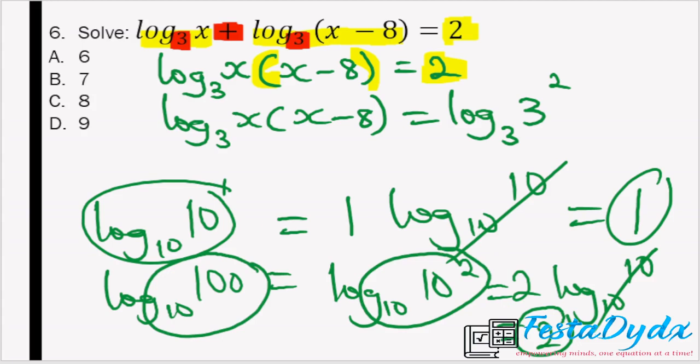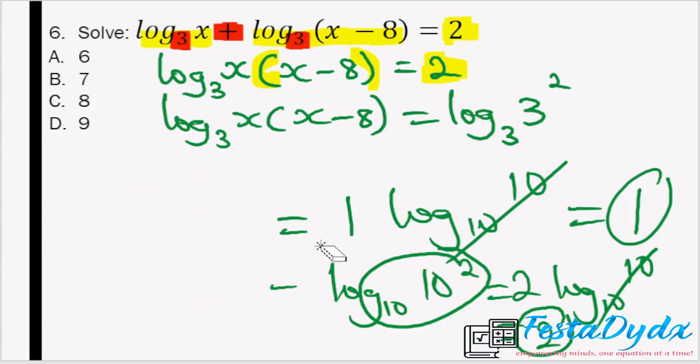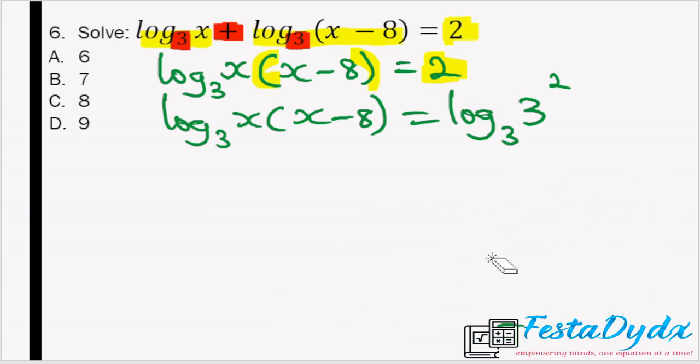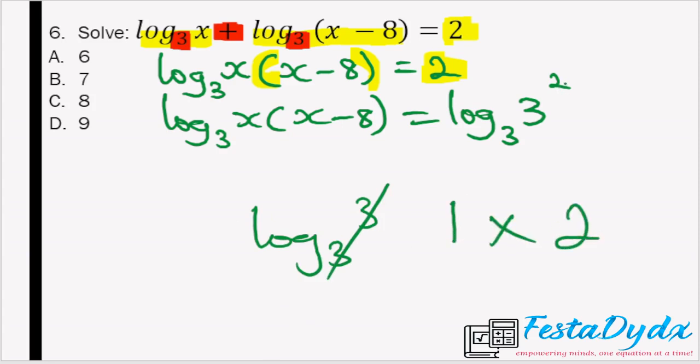What I'm trying to illustrate here is that 2 can be represented as a logarithm in base 3. So it's going to be log 3 3. Log 3 3, that's log 3 base 3, means 1. It's more like saying 1 times 2. That means this power will have here.